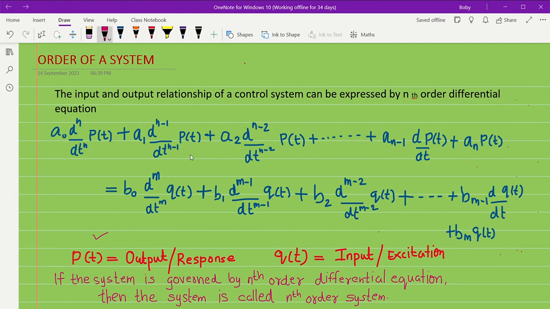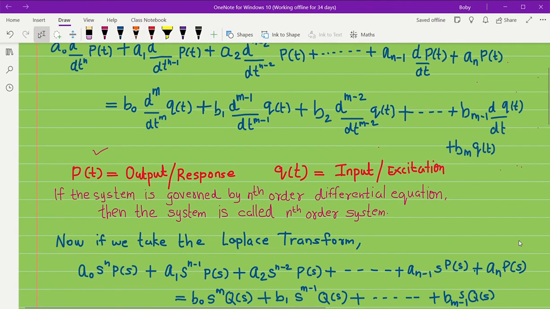You can see here there are terms a0 up to an, that is n plus 1 terms. So the highest power here is d raised to n. Okay, nth power is here. So we can see here p of t is the output or the response, and q of t is the input or excitation here. So the system is governed by an nth order differential equation. That is why it is known as an nth order system.